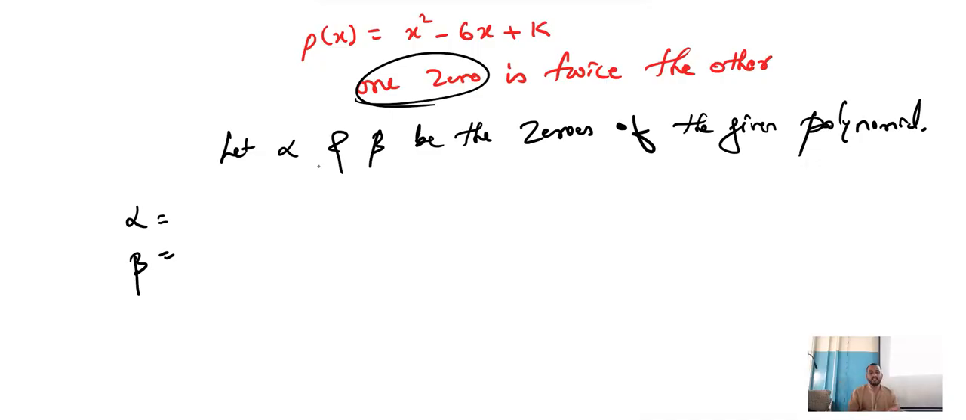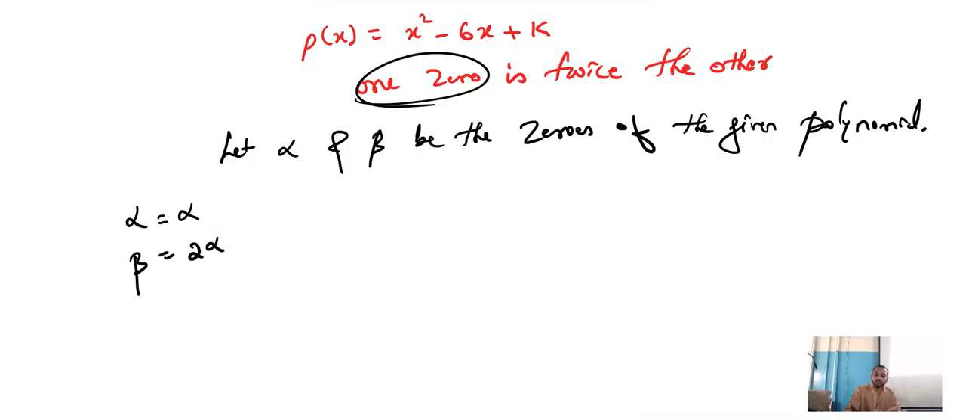Now we can do like this. Let me assume alpha is alpha only. Now beta is twice the other, means 2 alpha. One zero is alpha only, another zero is twice the other. Twice means 2 times the other, means alpha. If not, you can take beta as beta and alpha as 2 beta. You keep one as it is. The other one is twice the other. Other means alpha. Beta's value is 2 times the other, and other means alpha.